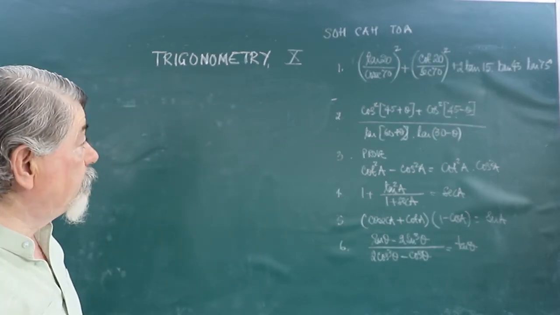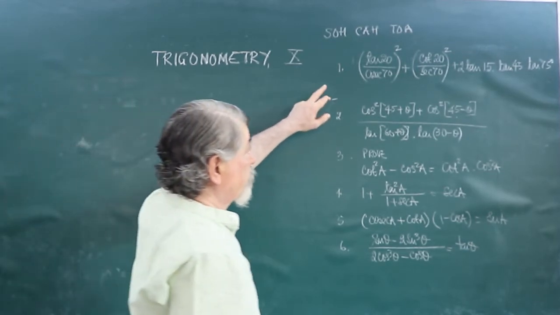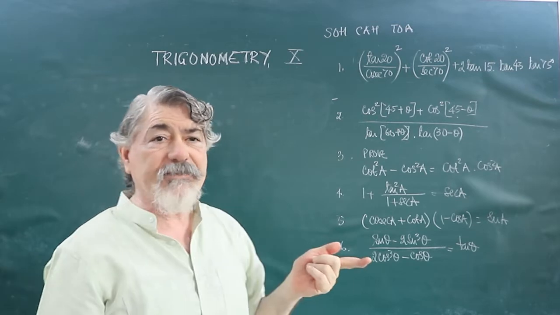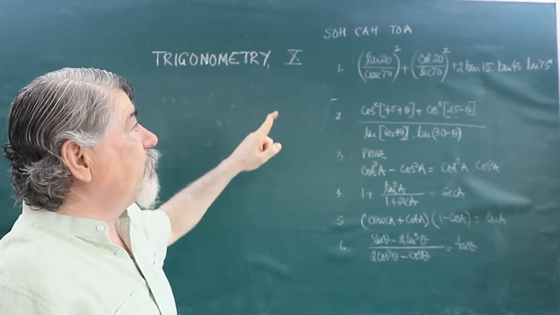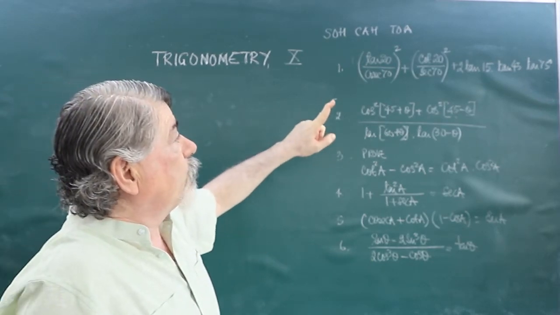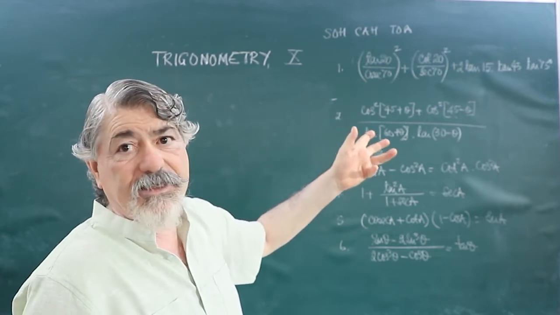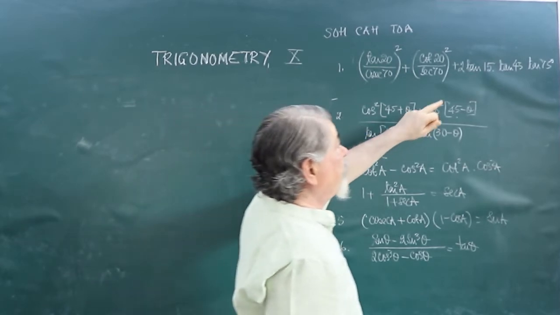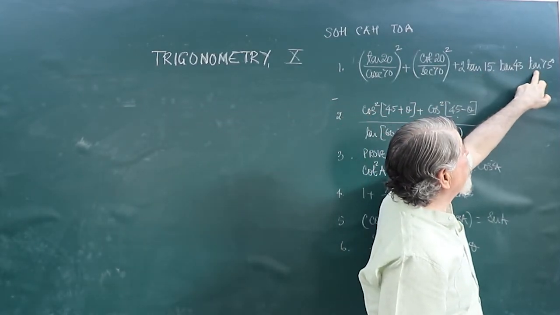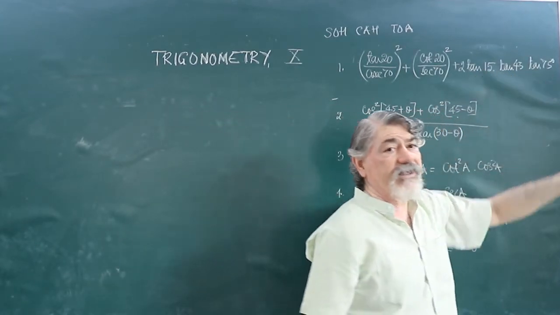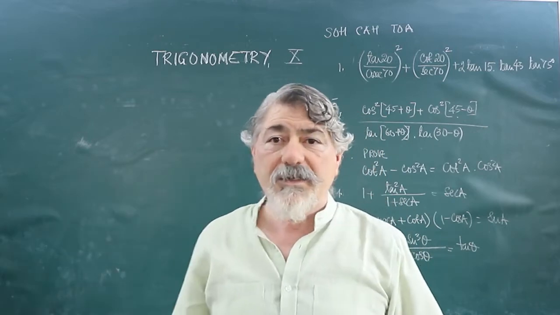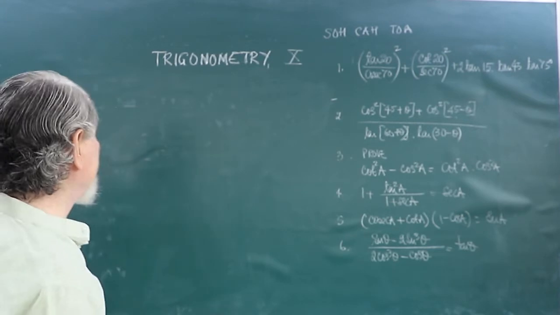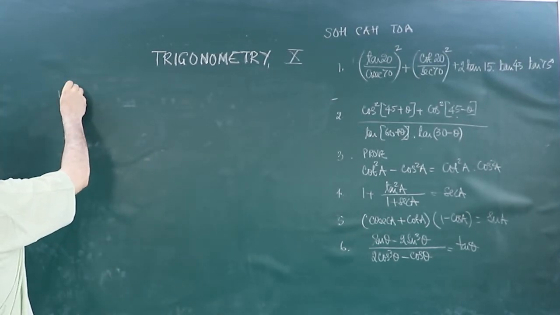Let's see the next question. Again, this seems to be complementary angles. If you see tan 70 in tan 20 cosec 70, then cot 20 sec 70, again 70 plus 20 will be 90. Then here tan 15 and tan 75, 75 plus 15 again are complementary angles. So we are going to correlate them with complementary angles.